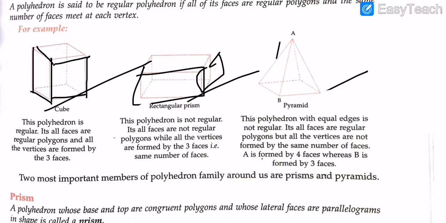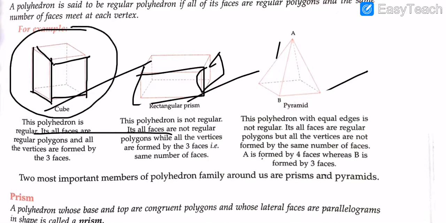Not all its faces are regular polygons, while all the vertices are formed by three faces, the same number of faces. It's similar to this one, because basically both of them are almost the same. Their vertices and edges are exactly the same, and they differ here: it has length over here, breadth over here, right? So they differ according to that.